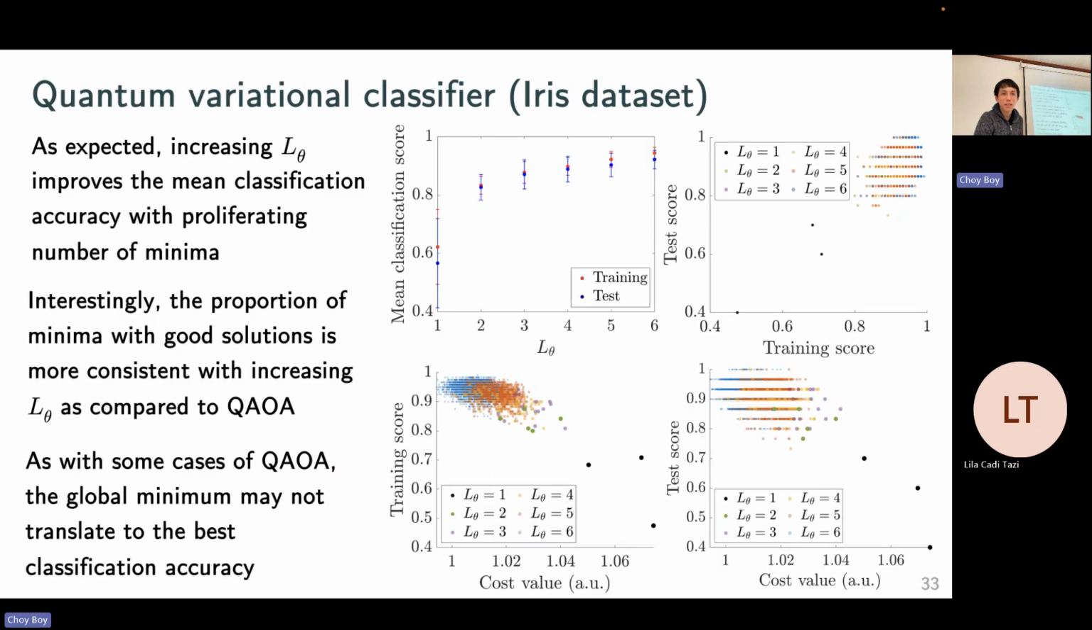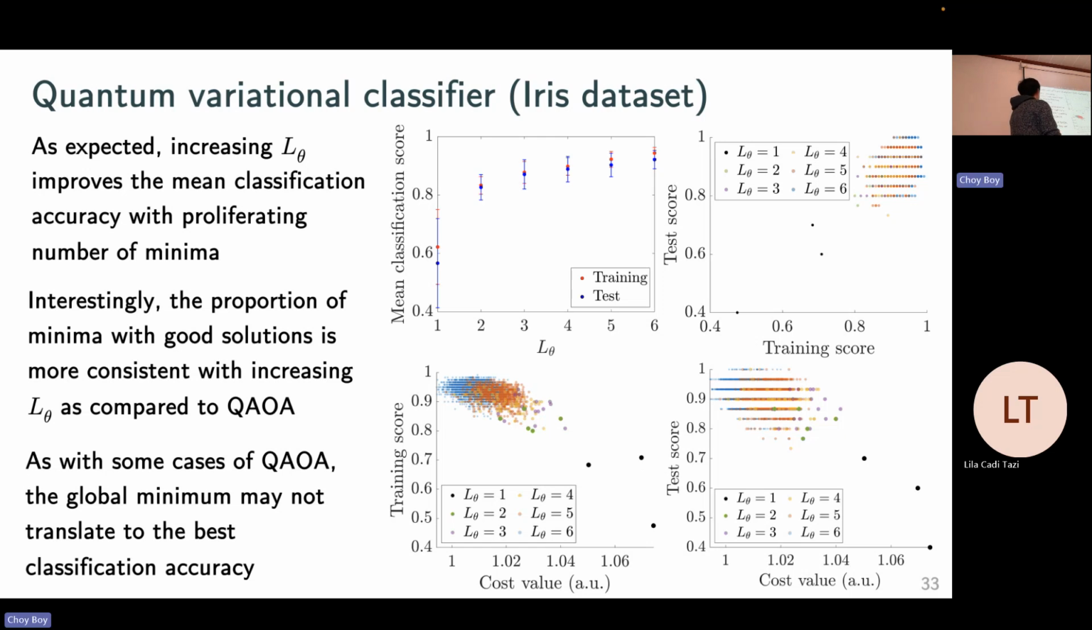So if we take a look at this scatter plot, we can see that the training scores are going towards a nicer training score as compared to QAOA, where as you increase the number of layers, we may get some minima over here with bad solutions, for example. So overall, this means that the standard deviation for finding the training or the testing score is going to be smaller overall.